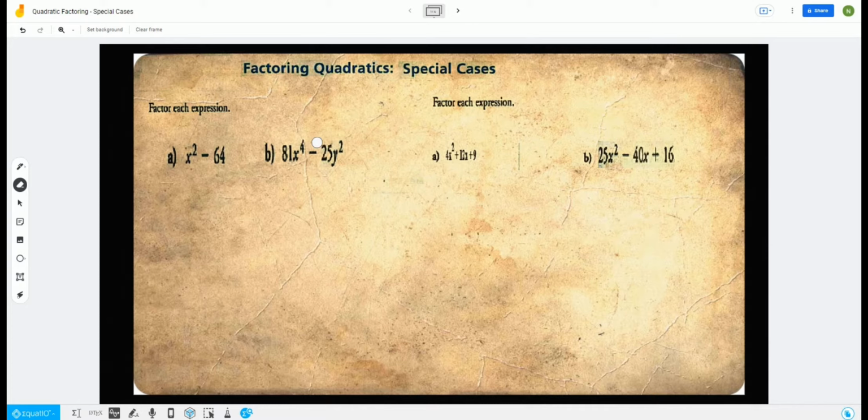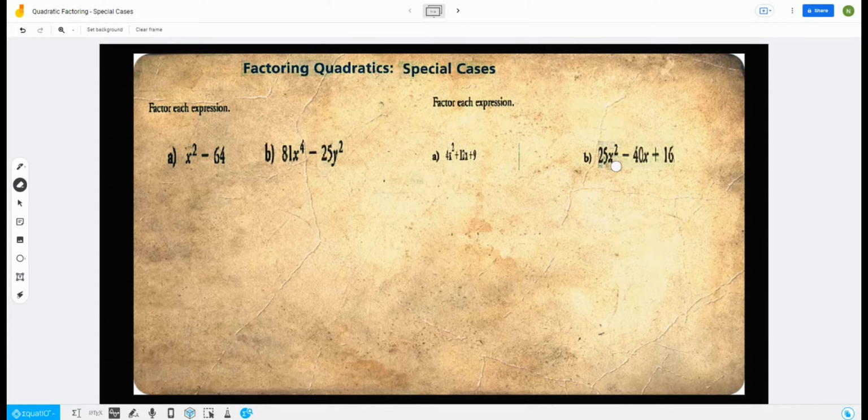In this video, we are going to talk about how to factor special cases for quadratic expressions. Here, there are four expressions. We want to factor them. First, x squared minus 64 and 81x to the power of 4 minus 25y squared. This is a difference of squares. And 4x squared plus 12x plus 9 and 25x squared minus 40x plus 16. This is a perfect square format, but the difference between these two is that one is positive and one is negative.